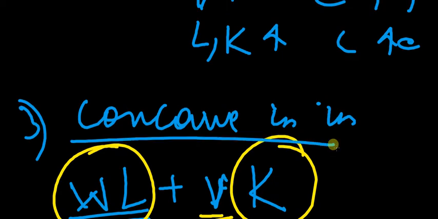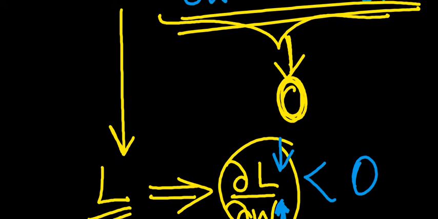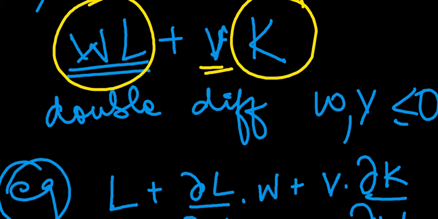So if this is less than 0, it's a concave function. And similarly, I want you to prove it for the other one. So I have proved that it is concave in W. You have to prove that it is concave in V. Okay, it's a concave function. And so these are the properties that you should know.